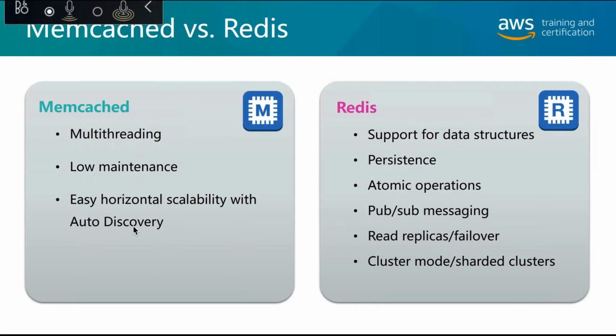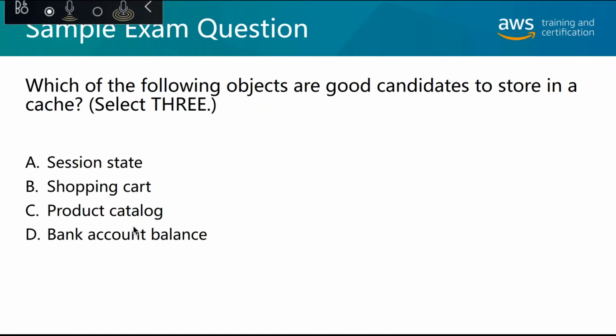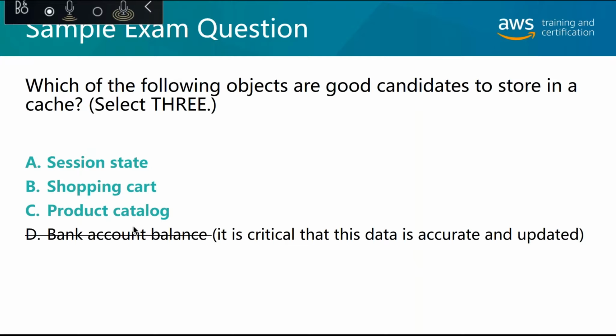So there are two types of open source cache engines for ElastiCache. You have Memcached and Redis. Just make sure you review the difference between Memcached and Redis. So a sample exam question would be: which of the following objects are good candidates to store in a cache? You can have session state, shopping cart information, product catalog. Those are excellent candidates for cache.